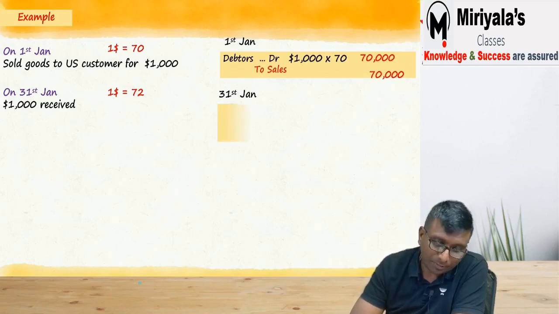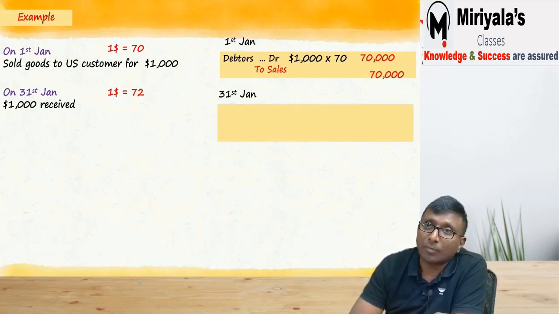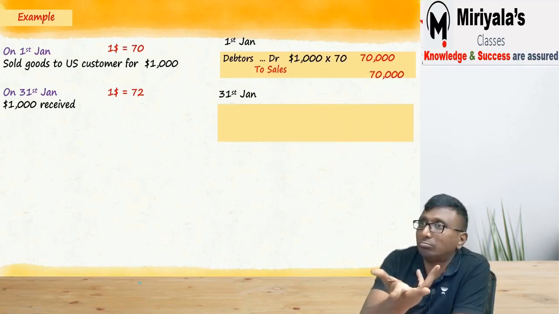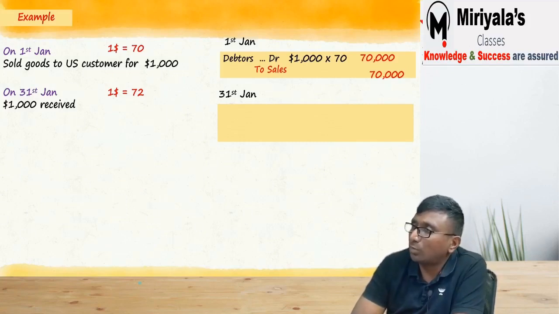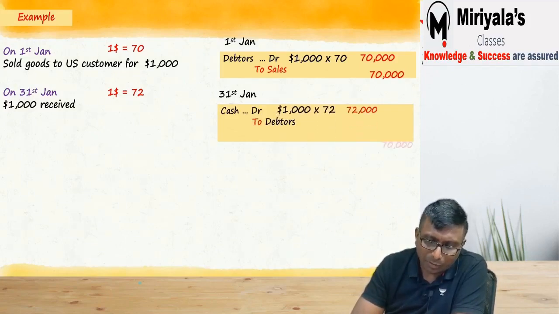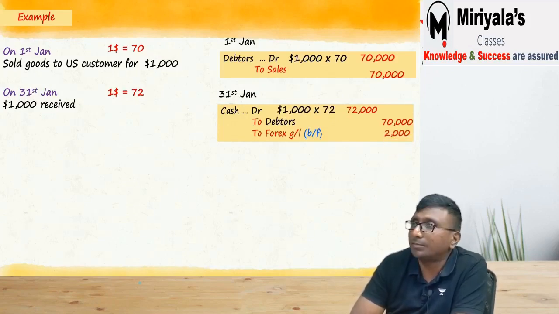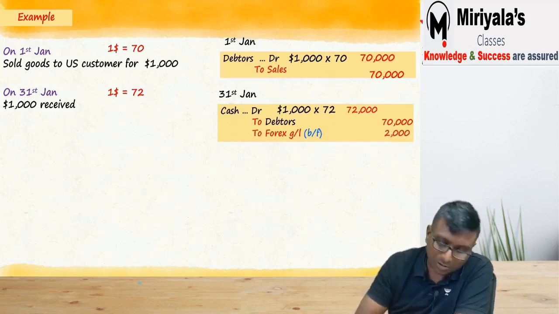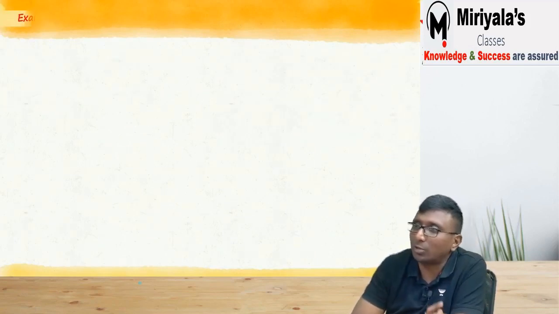Cash account debit. How much? Today dollar received, 72,000. To debtors 70,000. To forex fluctuation gain and loss account, something like that we will write, correct? Don't transfer directly to P&L; we will send it to one account, and that account will be transferred to P&L later. Very simple question. There is nothing to write as such. That's why I told you. Right.